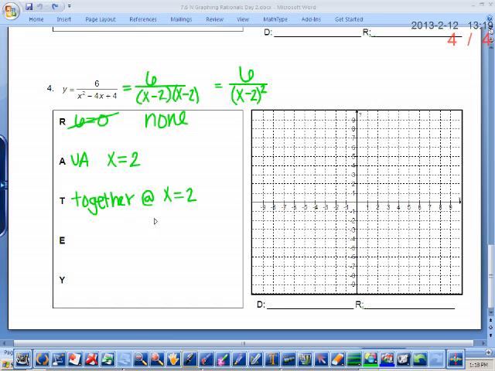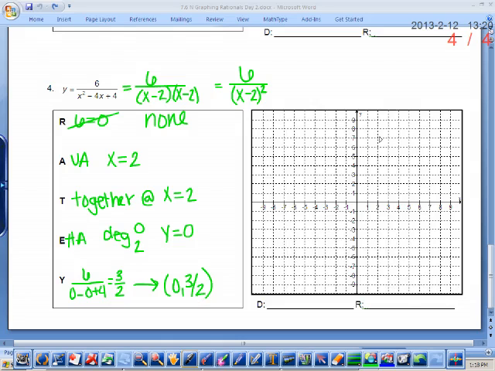Okay, E. End behavior. Horizontal asymptote. Check your degrees. What's the degree of the numerator? 0. What's the degree of the denominator? 2. Bigger on bottom, y equals 0. Okay. Y-intercept, plug in 0 for x. So we have 6 over 0 minus 0 plus 4. I get 3/2. How do I write that as a point? 0, 3/2.